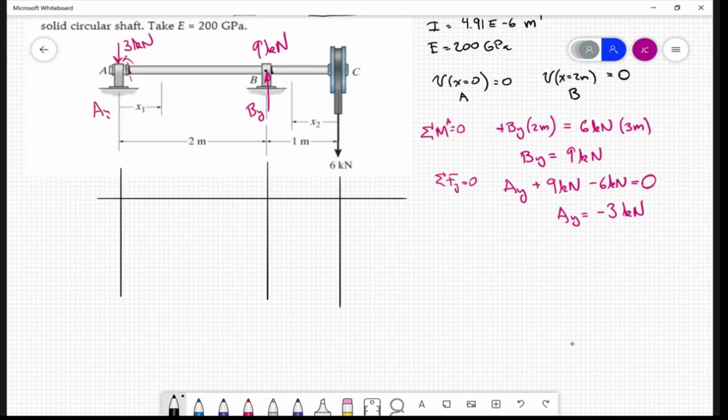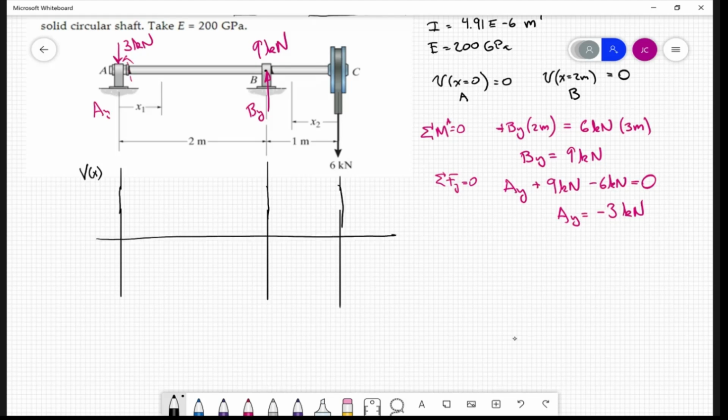If we were to draw here V of X, the shear, here is X. So we're going to start off at minus 3, I should say. Maybe I should do it this way. Maybe it's more in the middle. So we're going to start off here at minus 3, and everything here is going to be in kilonewtons.